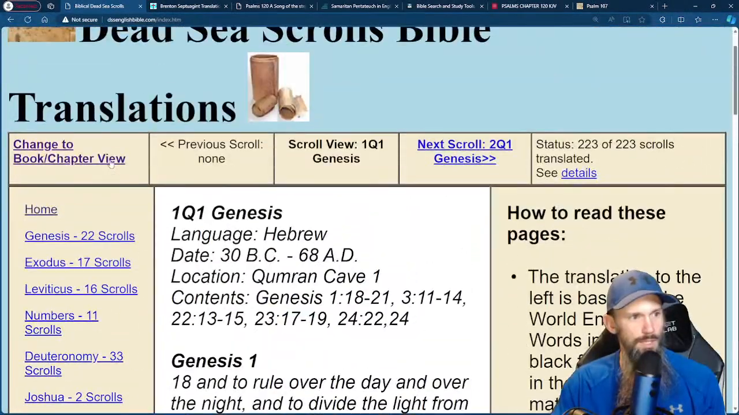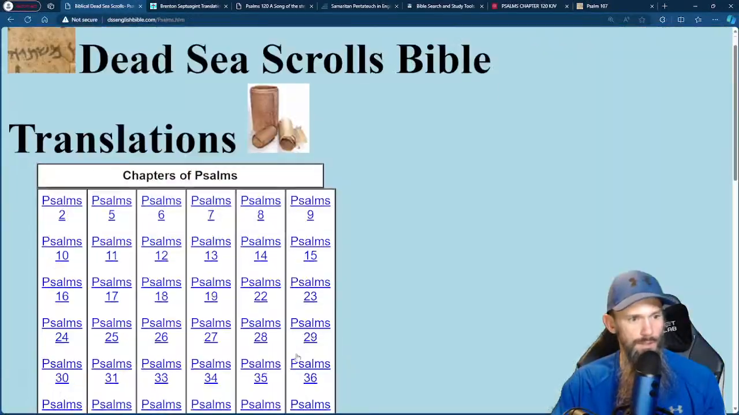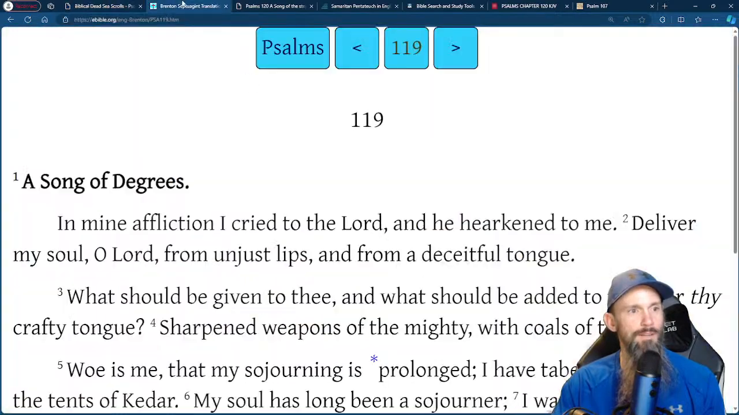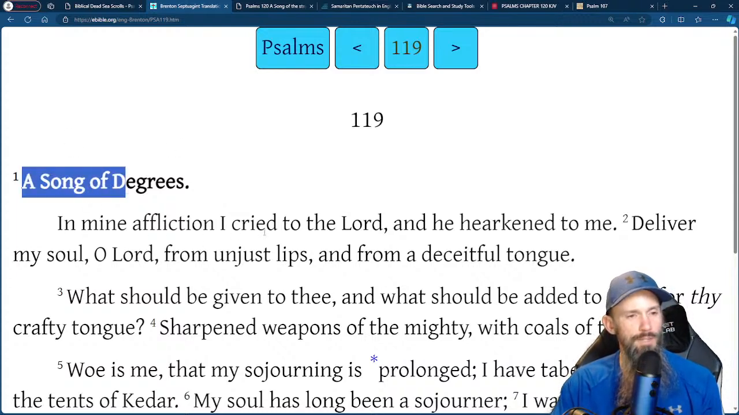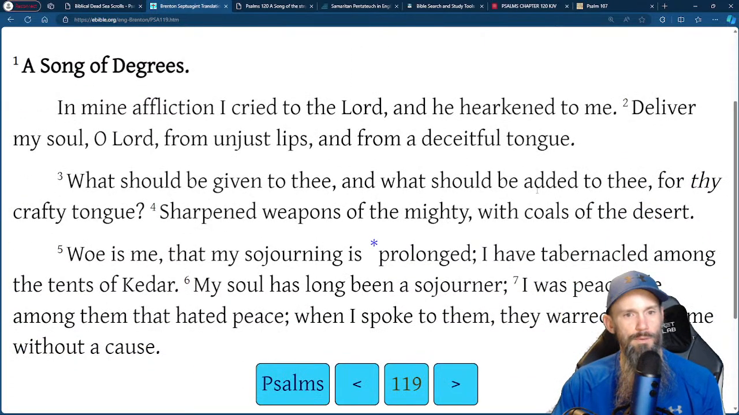So Psalms 120. All right. Psalms 120, 119 Brenton Septuagint. A song of degrees. In mine affliction I cried to Yahuwah, and he hearkened to me. Deliver my soul, O Yahuwah, from unjust lips and from a deceitful tongue. What should be given to thee, and what should be added to thee for thy crafty tongue?